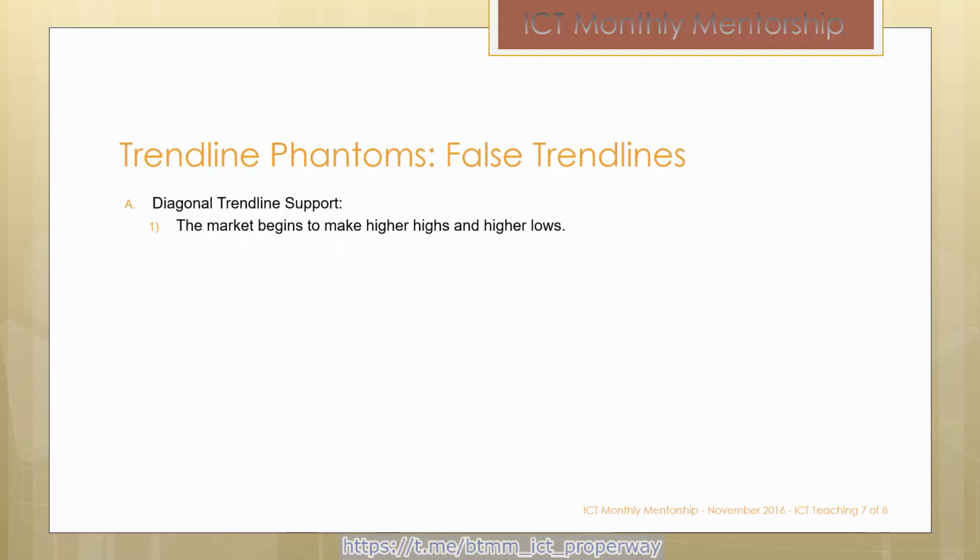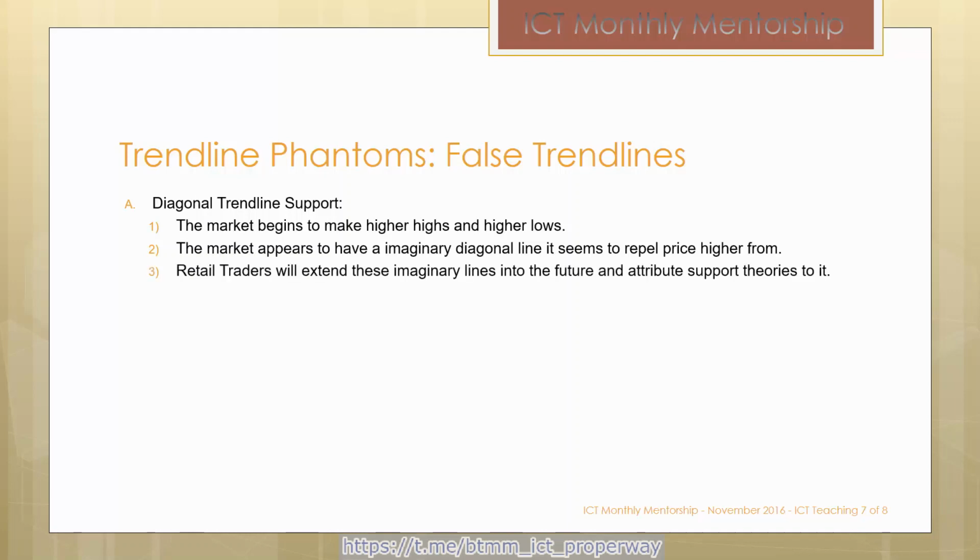The priming is done by way of seeing the market begin to make higher highs and higher lows. The market appears to have an imaginary diagonal line it seems to repel price higher from. Retail traders will extend these imaginary lines into the future and attribute support theories to it. When price hits the extended imaginary diagonal line connecting higher lows, retail traders buy it then.